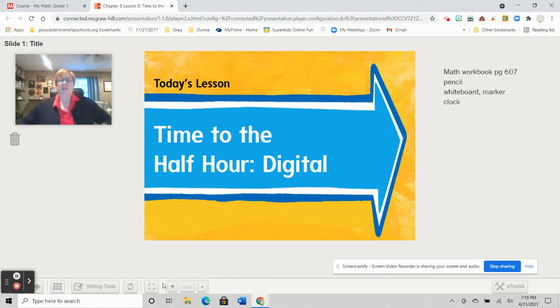Before we begin, I'd like you to make sure that you have the following materials ready. You'll need your math workbook. We're going to be using page 607 today, a pencil, whiteboard, and a marker, and your small clock. So if you need to go get that material, pause now and then come back.